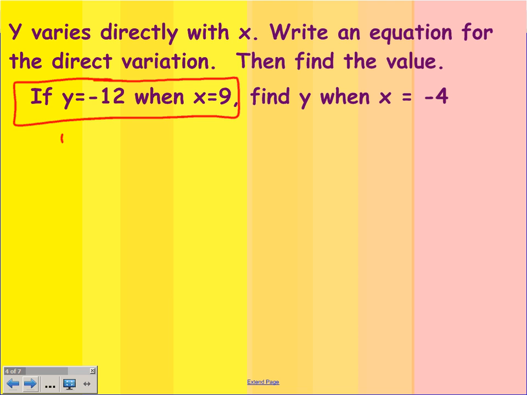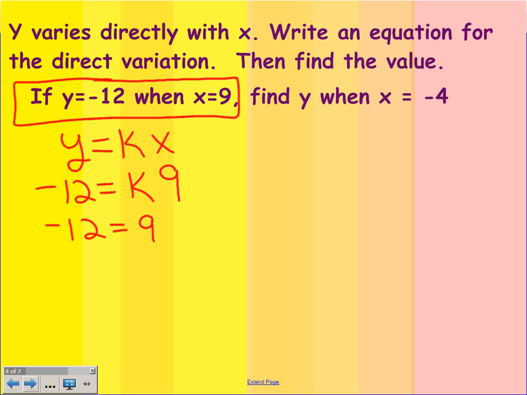If y is equal to negative 12 when x is equal to 9. So I know my equation, write it each time: y is equal to kx. So y is negative 12. We don't know k. That's what we're going to try to find. And we know that x is 9. Once again, I've got negative 12 is equal to k9, so I'm going to switch that around to put the coefficient in front of the variable, and now I can solve.